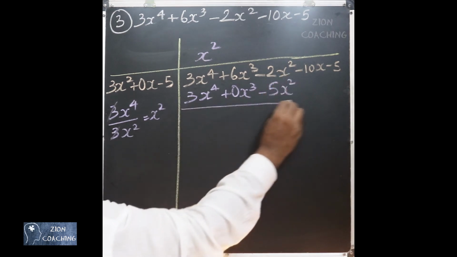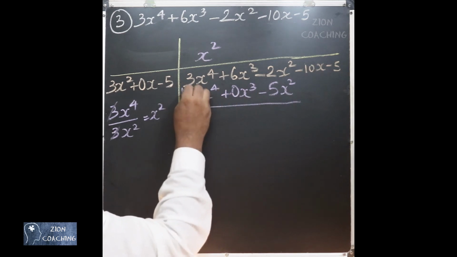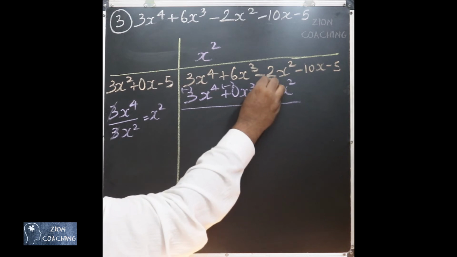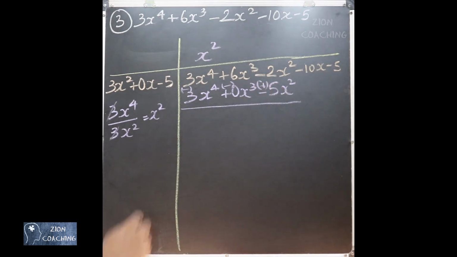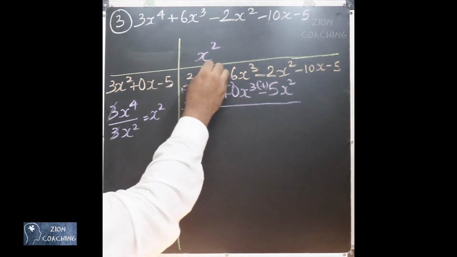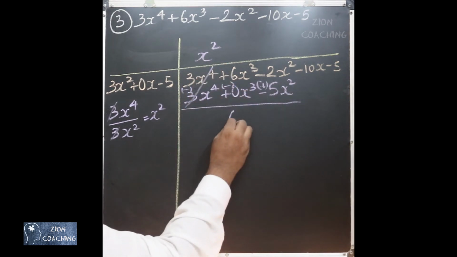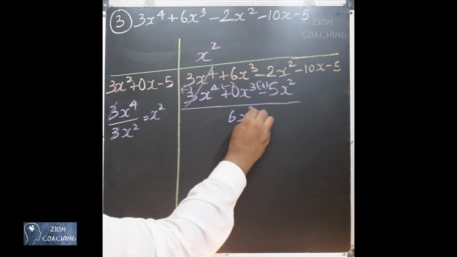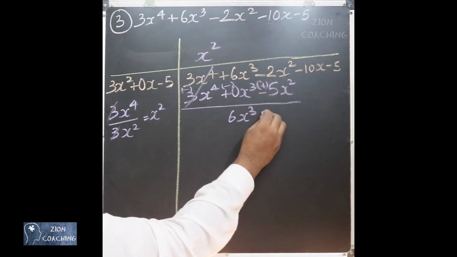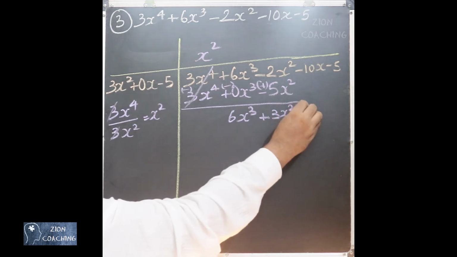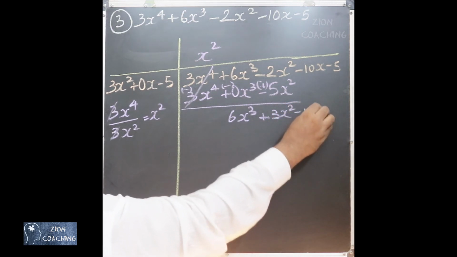Now when we are subtracting, we have to change the symbol and add. We are changing the symbols, then we are going to add. 3x cube minus 3x cube will get cancelled. 6 minus 0 is going to be 6x cube. Minus 2 plus 5 is going to be 3x squared. Now I am going to bring down the next term, that is minus 10x.